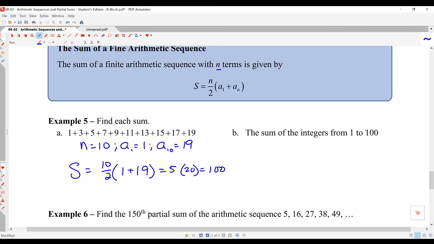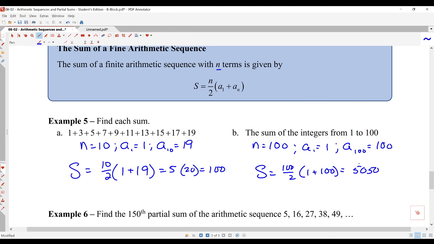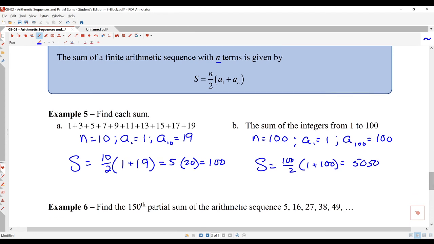So how about the sum of the integers from 1 to 100? Well, how many numbers are there? We have 100. My first one is 1. My 100th one is 100. So the sum is going to be 100 divided by 2 times 1 plus 100. I'm going to leave you to calculate and verify that that does indeed come out to 5,050.